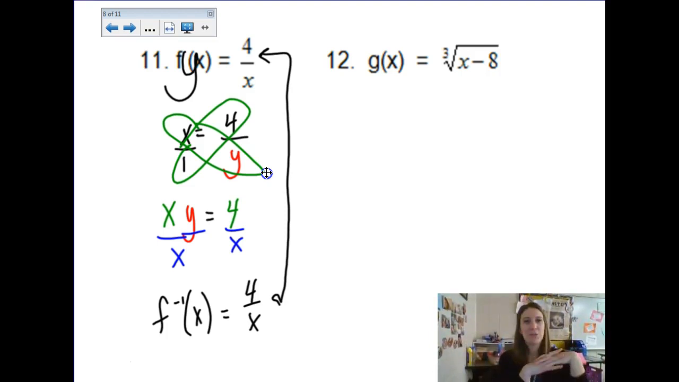Alright. I think we'll stop the lesson there. That's a good intro into inverse functions. We're not going to do a ton of work with inverse functions in Algebra 2, but it's going to come up a lot in your next math class.